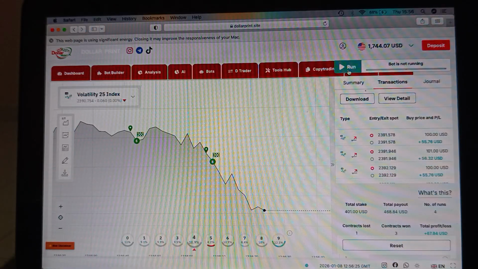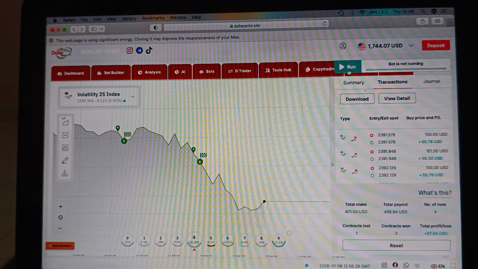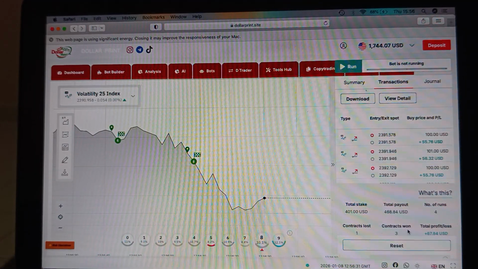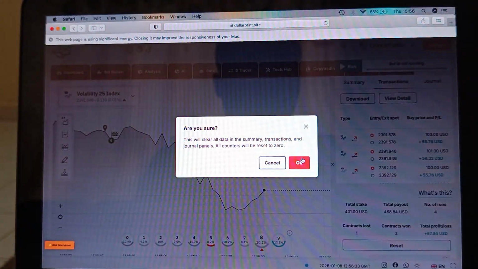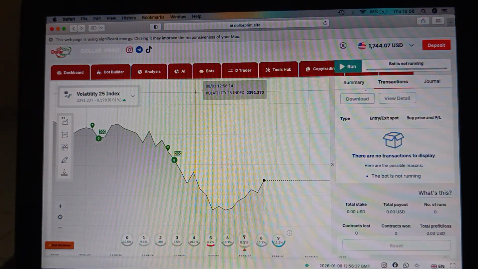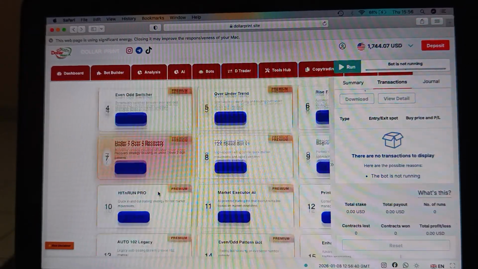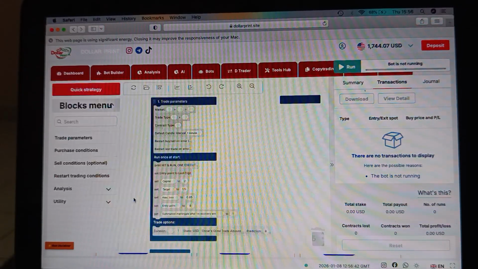So that's how you do it, guys. That's for over 3. So let's find a market for under 6. Okay, under 6. This is a very powerful strategy, guys, and I have done massive flips using the strategy.